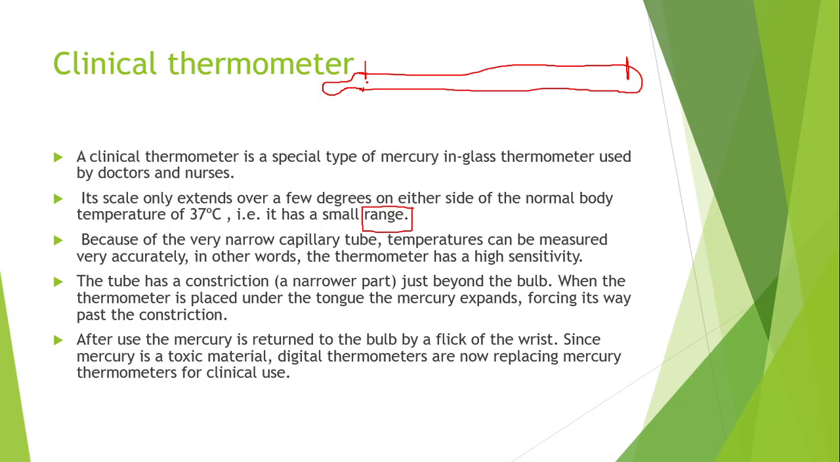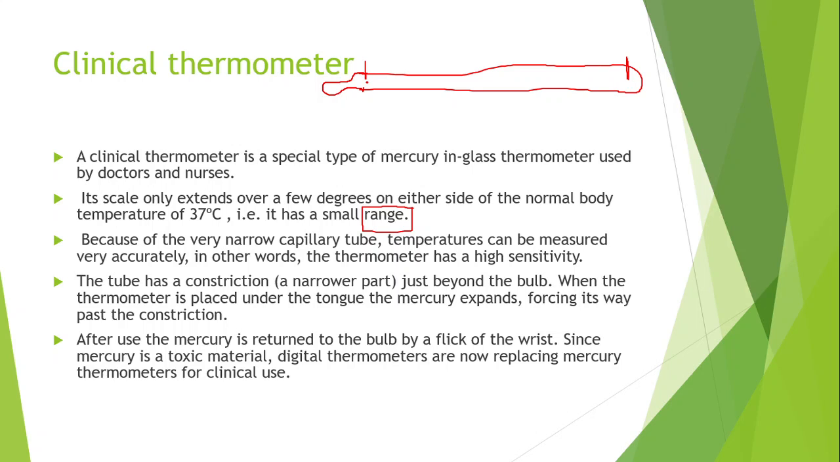So what this is saying is that clinical thermometers, because they are to be used by doctors and nurses in hospitals, don't really have a large range. They don't have a large range because the temperatures that are to be considered are body temperatures, and they are over a really small range. They don't want to measure what's going to happen at 200 degrees or 300 degrees. So it's a really small range around the normal body temperatures.